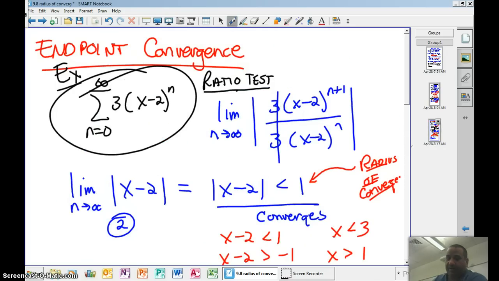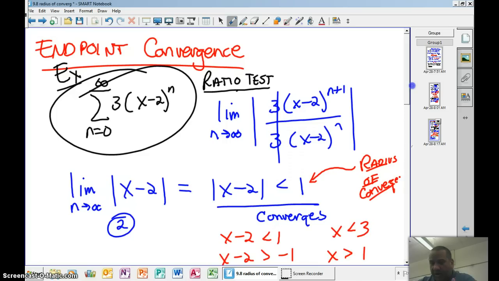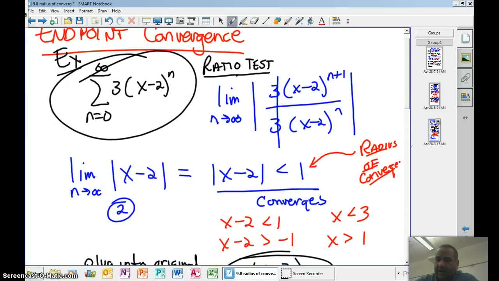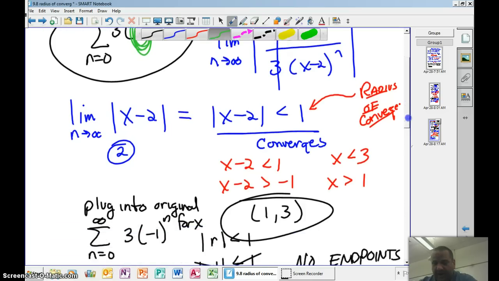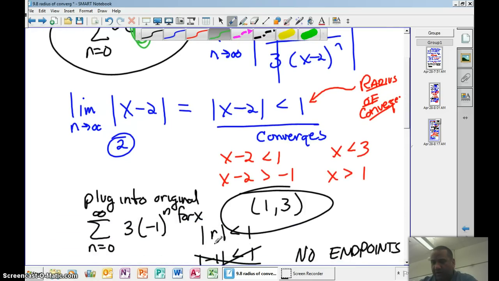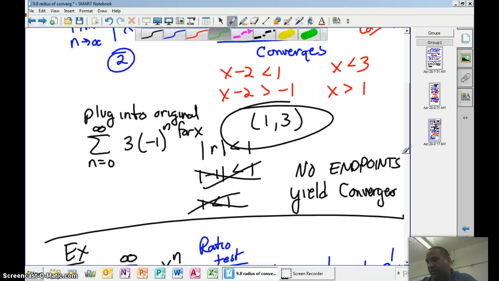Next, endpoint convergence. This is what I was talking about before. You have to test the endpoints. So when I got this guy, 1 to 3, I need to test the endpoints. So when I test the endpoints, watch, x minus 2, you plug into the original. So I'm going to plug them into the original and see if they converge or diverge. So when I plug 1 in there, I get this: -1, so r equals -1 does not converge. However, when I throw 3 in there, I get 1, and no endpoints yield convergence because they were both 1.